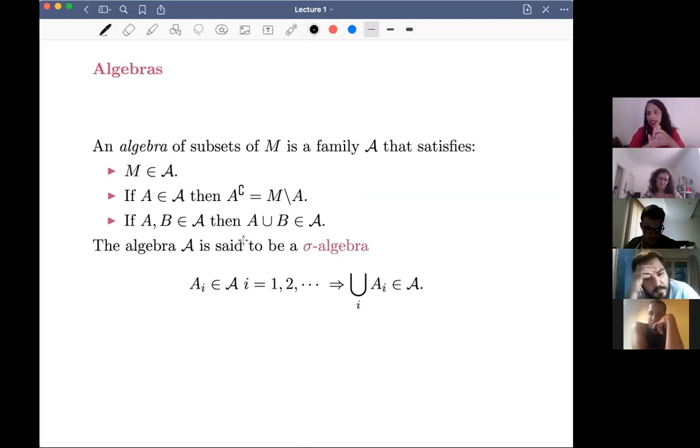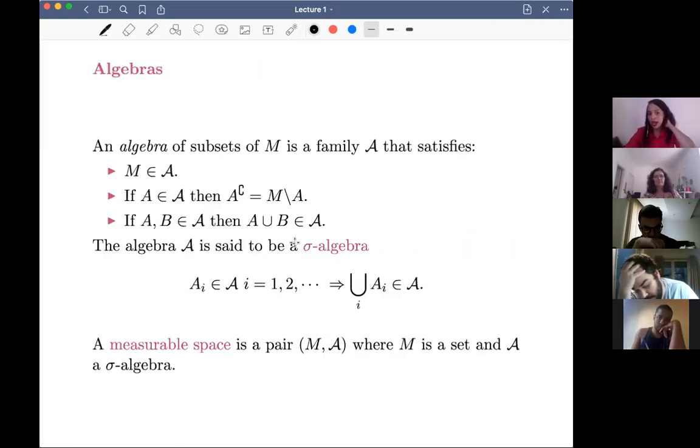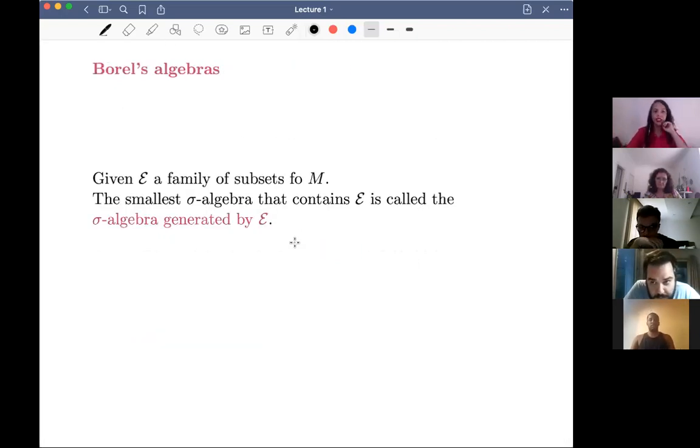Well, we add an extra condition, because we actually want to do infinite unions. So if you have a countable number of subsets in the algebra, we want the union also to be there. This we call a sigma algebra. And actually those are the ones that we are going to use to define a measure. So we are going to measure sets that are in sigma algebras. A measurable space, the space that we will be able to measure, is a pair: a set with a sigma algebra. A very good and very important sigma algebra is the Borel sigma algebra.